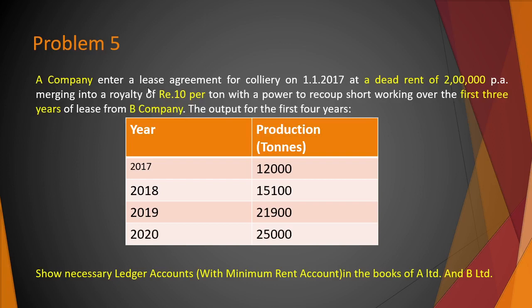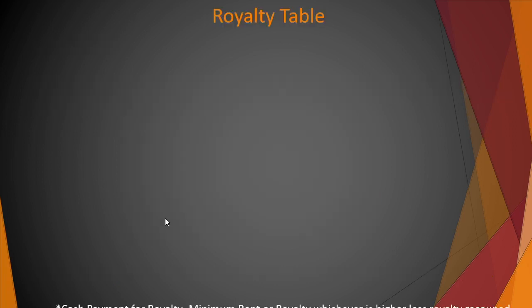A company entered a lease agreement for a colliery on 1/1/2017 at a dead rent of 2 lakh rupees per annum. So your minimum rent is 2 lakh rupees, merging into a royalty of 10 per ton of extraction. Again, recoupment of short working over the first 3 years. That means we can recoup the short working within 2019 and not after that.